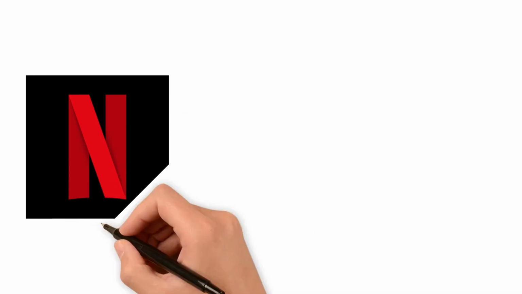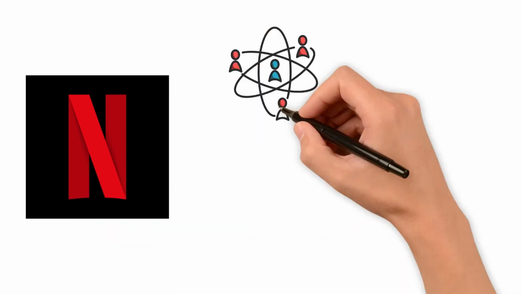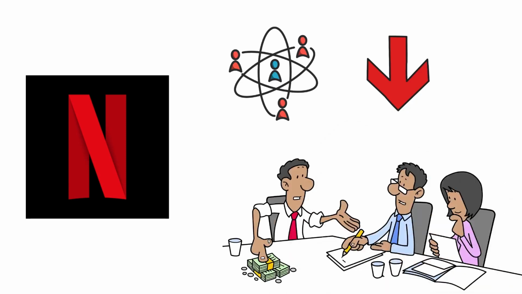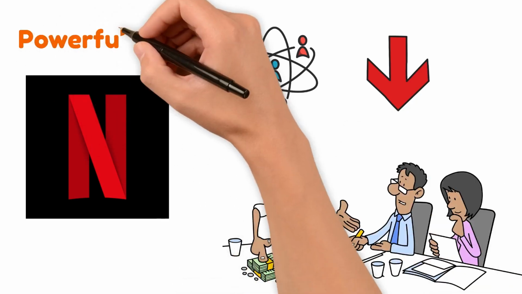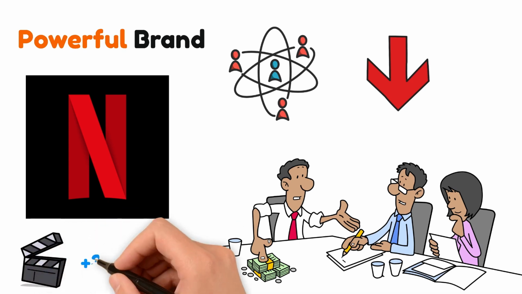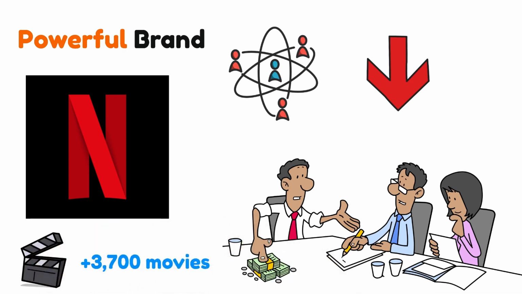Take Netflix, for example. Imagine their subscriber growth slows down a bit, and earnings aren't quite as strong as before. Even so, they still have a powerful brand people trust, a huge library of popular shows and movies, and they're always trying new things, or reaching new audiences around the world.